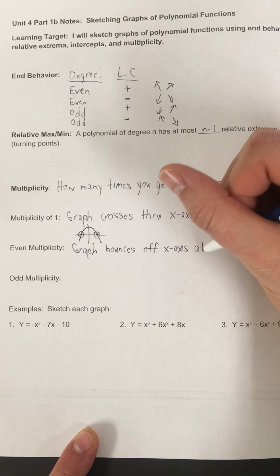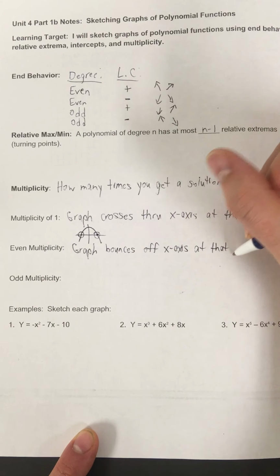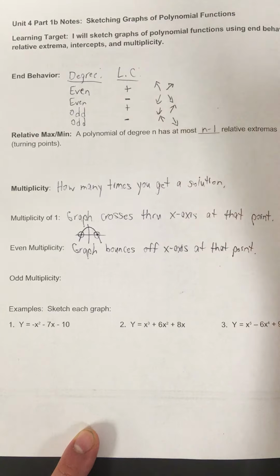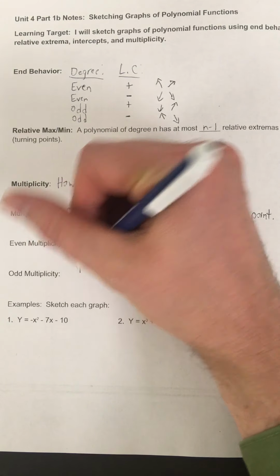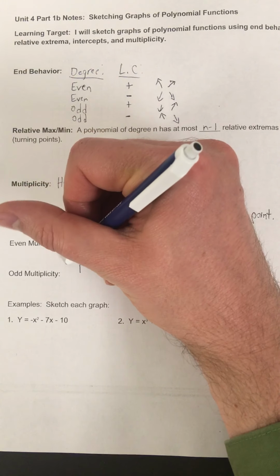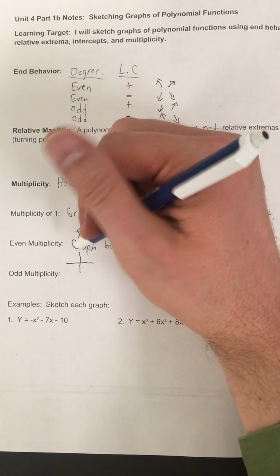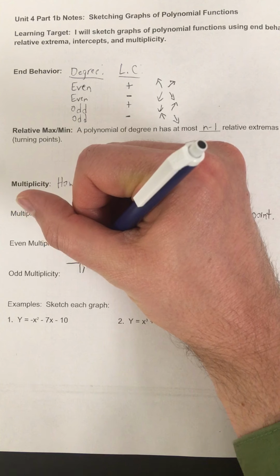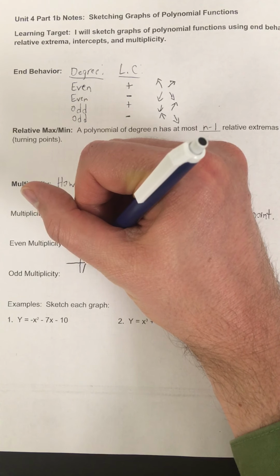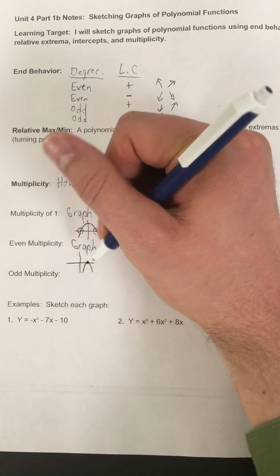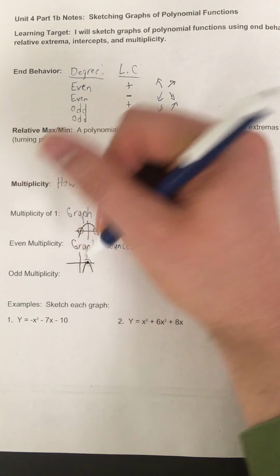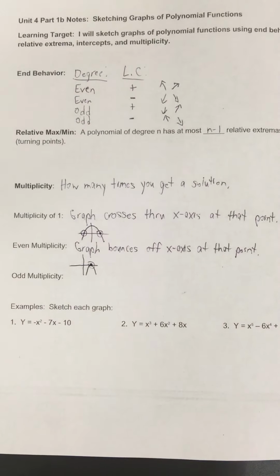All right, so it doesn't actually cross through the x-axis, it just touches it and turns around, basically like a vertex or a relative maximum, relative minimum. An example would be if you got x equals 4 and you got that 2 times, it would just touch that point and wouldn't cross through, just touch it and turn around.